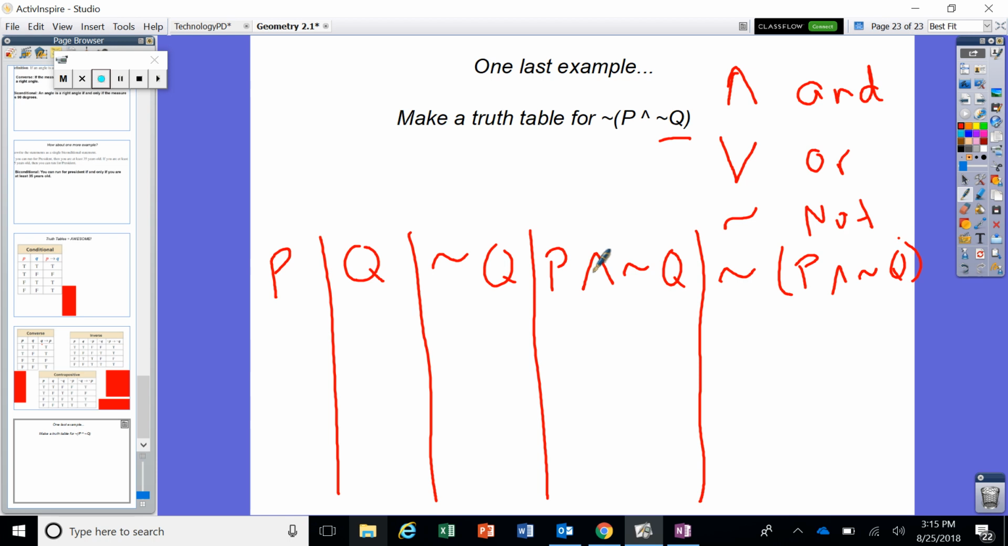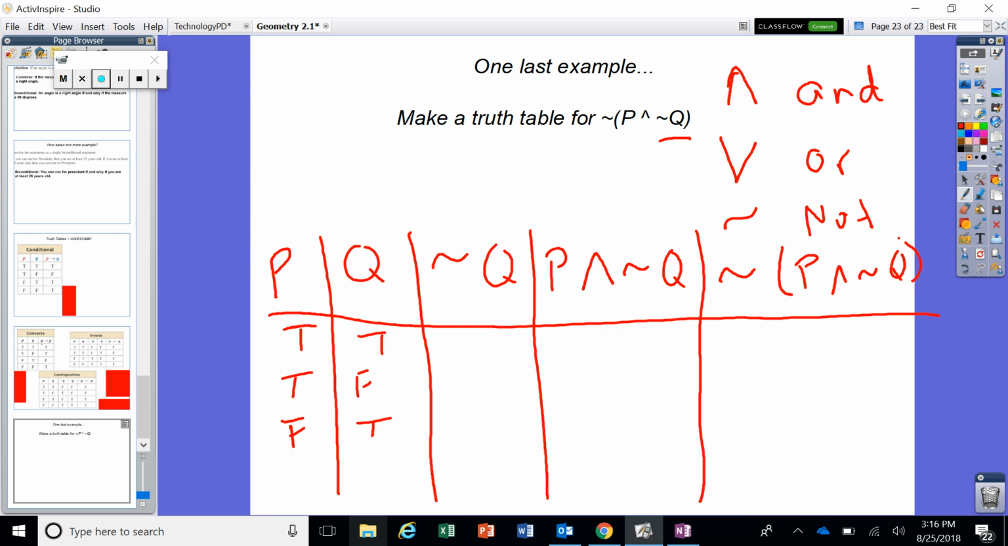Let's take a look. We're going to have some fun with this one. It's the same thing we've been doing: true, true, true, false, false, true, and false, false. Those are our four options. So first and foremost, let's identify what not Q is in all of them. A not true would be false. A not false would be true. A not true would be false. A not false would be true. Still with me? Good.